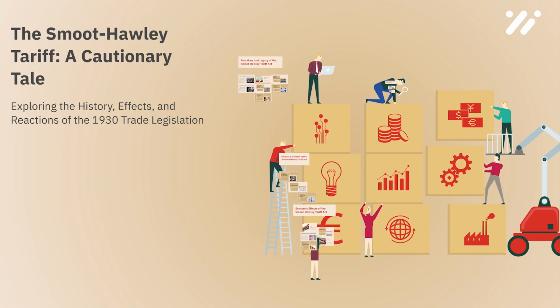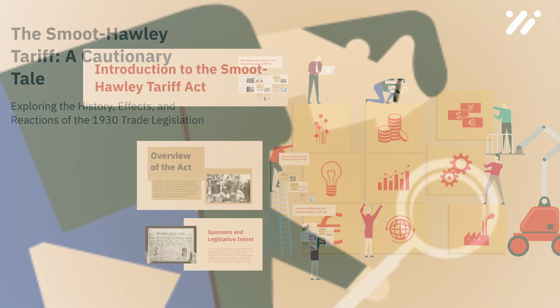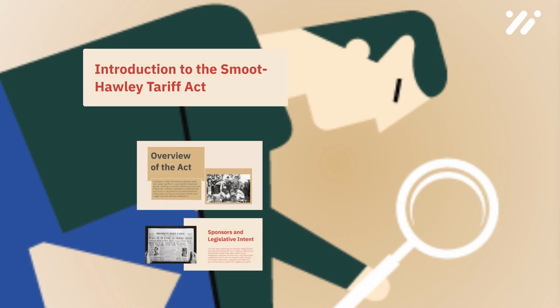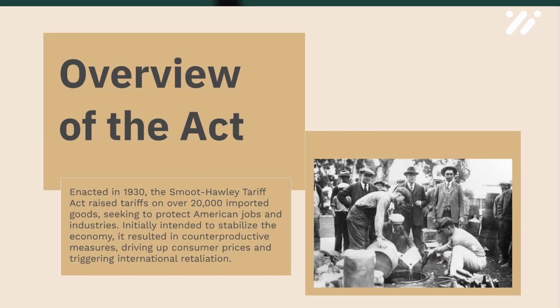Heard of the Smoot-Hawley Tariff Act, history, effect, and reaction? Do not go further, all will be discovered in this video. The Smoot-Hawley Tariff Act of 1930, a piece of legislation that aimed to protect American industries during the Great Depression, but ended up leaving a significant mark on global trade and economic policy. Let's dig into its history, impact, and lasting legacy.